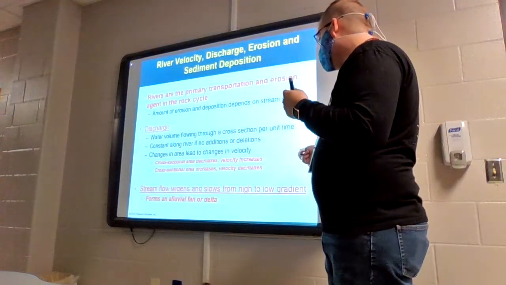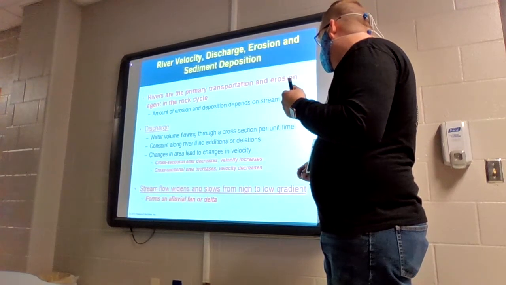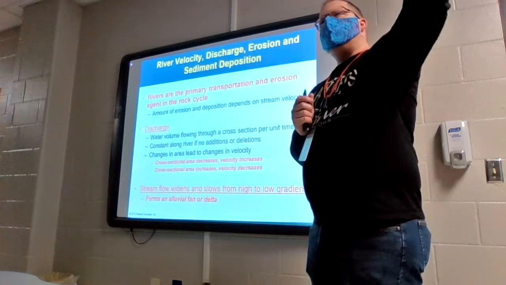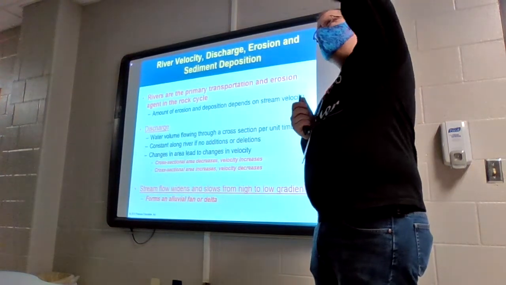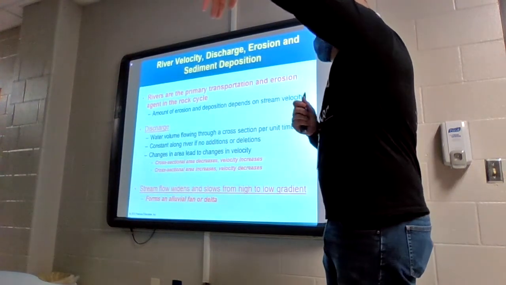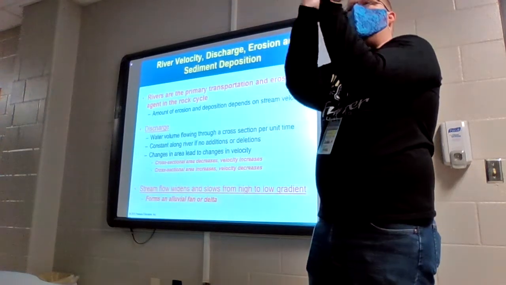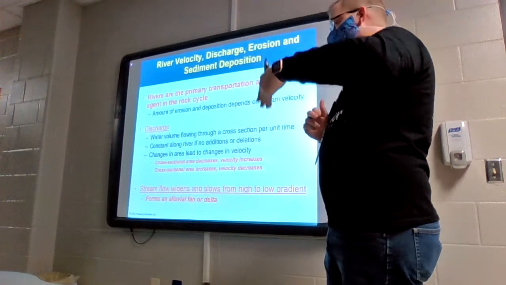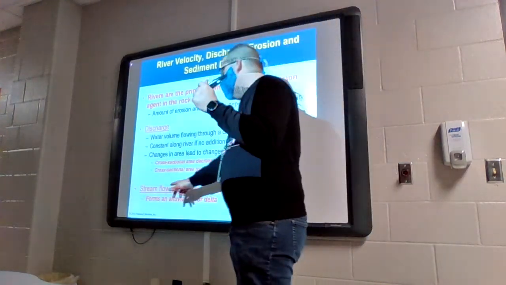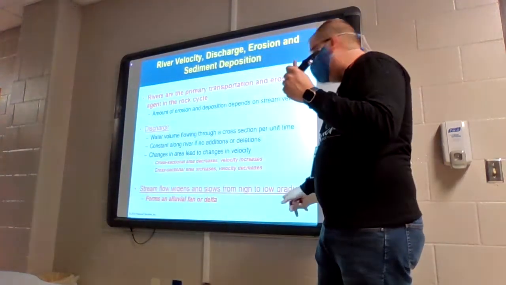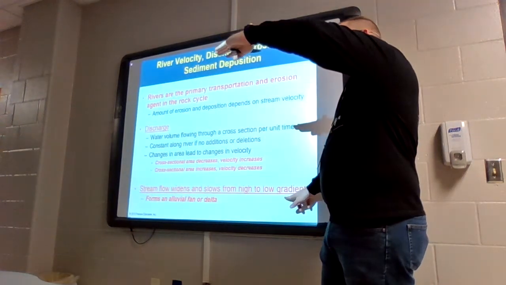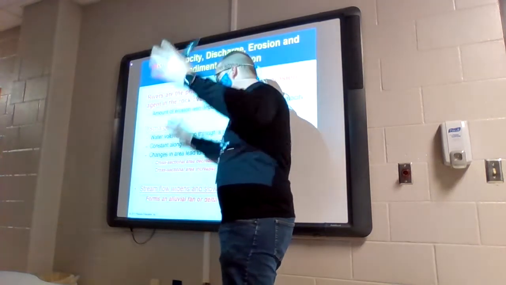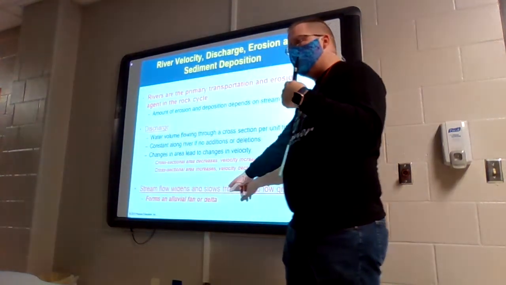Stream flow widens and slows from high to low gradient. Basically, down here at the bottom, they're saying as your stream is up at the top and it's very steep and sloped, you're going to have a narrow V shape to it. So your stream's not going to be very wide, but it's going to move very fast. As it gets down to the bottom and a low gradient and everything evens out, your stream is going to widen up. It's going to be wider, and it's going to flow slower.